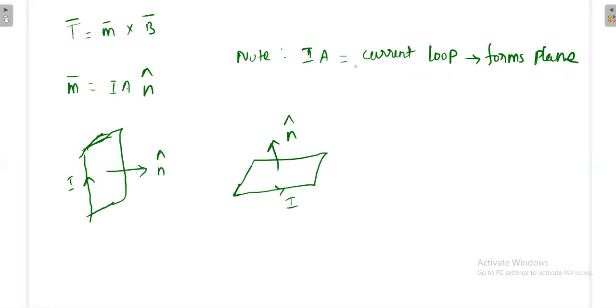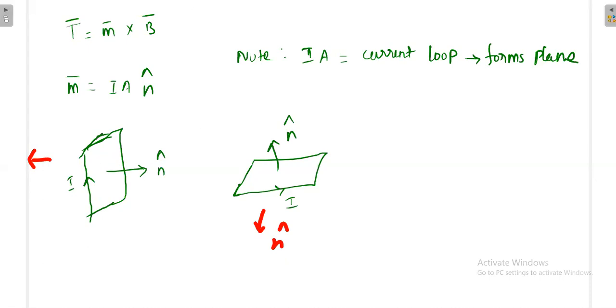So what is IA? IA is the current loop. If the current is flowing in this loop, it forms some area A. I is the current flowing in that loop with area A. So this is the current loop. It forms the plane, and once you have the plane, definitely you can draw the perpendicular vector. That n cap is this one. Suppose your loop is like this, then this is your perpendicular vector, or otherwise you can draw the vector like this also. It all depends on the scenario. This is also a surface vector for that particular surface.